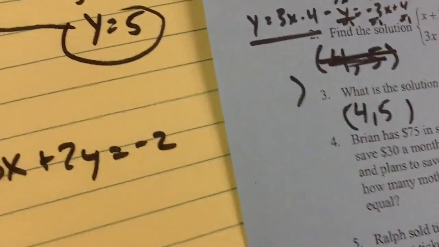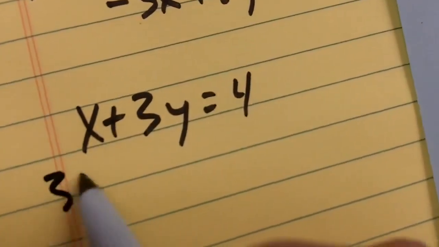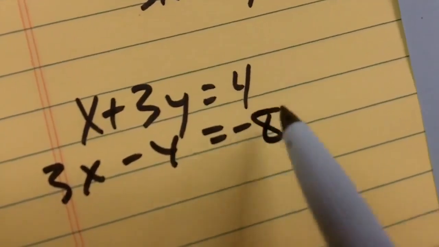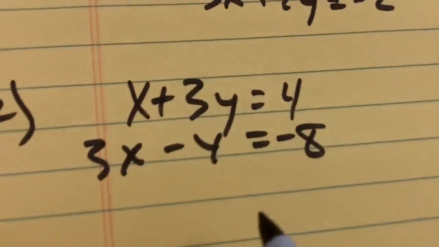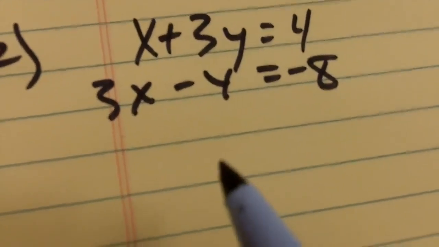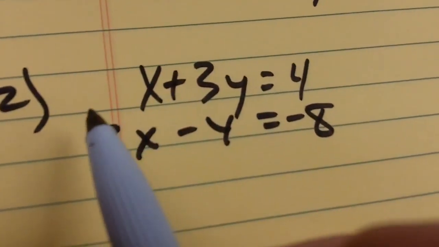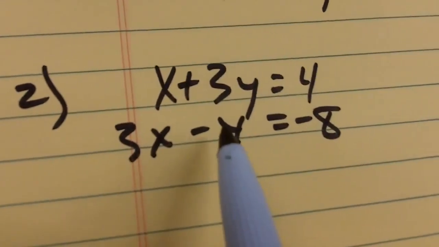Okay, x plus 3y equals 4, and 3x minus y equals negative 8. Okay, this is actually number 2. I just did number 3 a second ago. Now I'll go back and do number 2. If I'm going to solve number 2, I can do this by substitution or elimination. I'm going to do elimination because it looks easier. And the way I'm going to eliminate is I'm going to get rid of the y's.